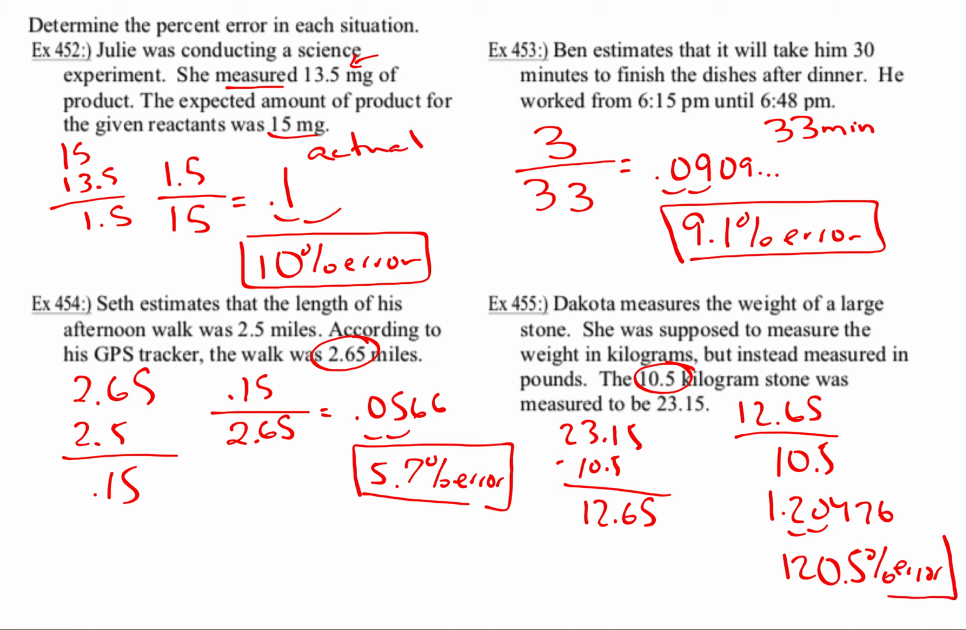Here we have an error that is greater than 100%. Now it is possible to have an error greater than 100%. On this, Dakota's measurement was over twice what it should have been.